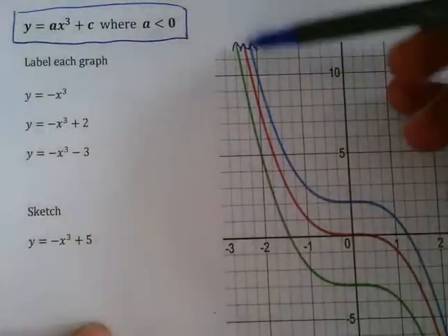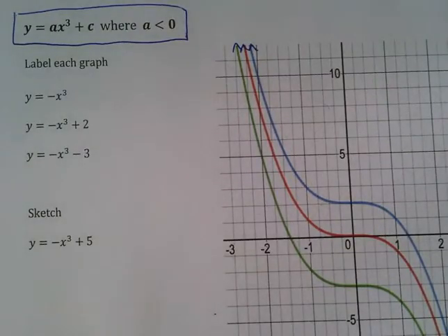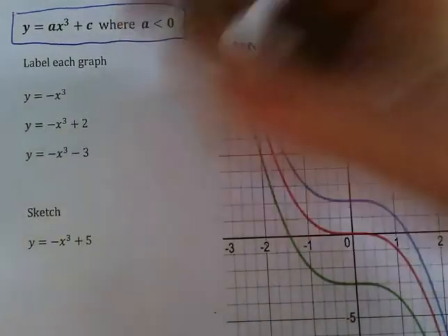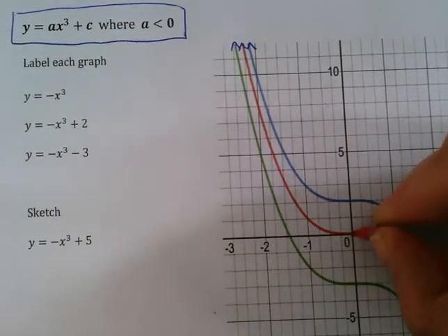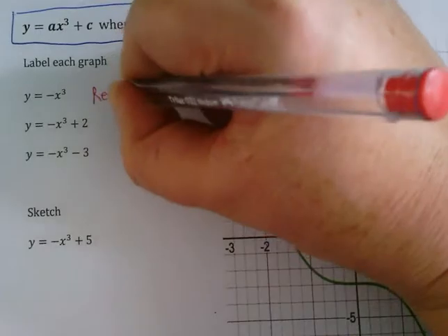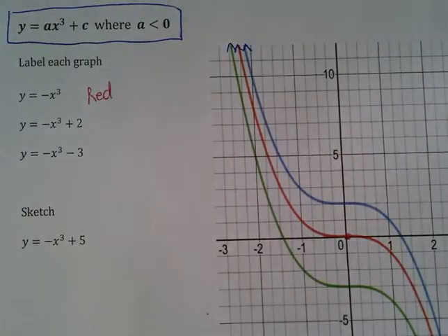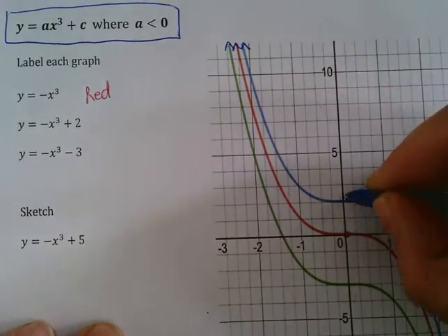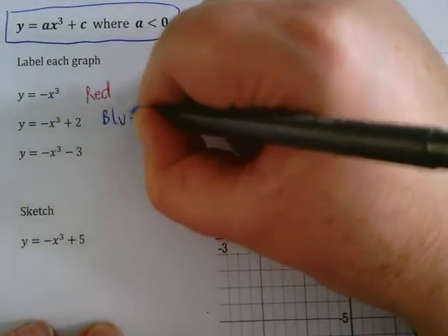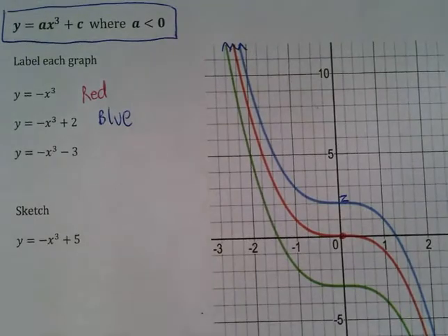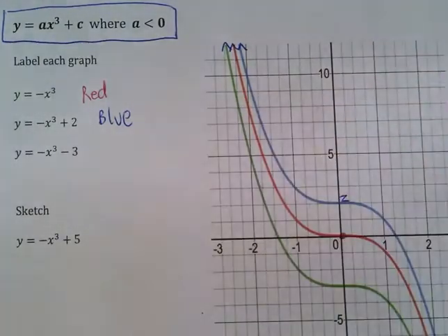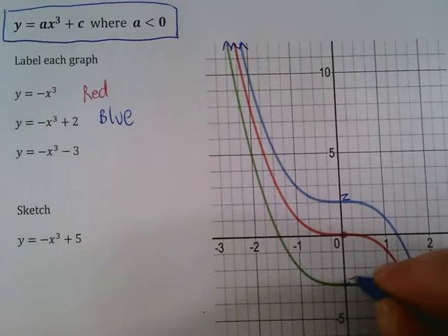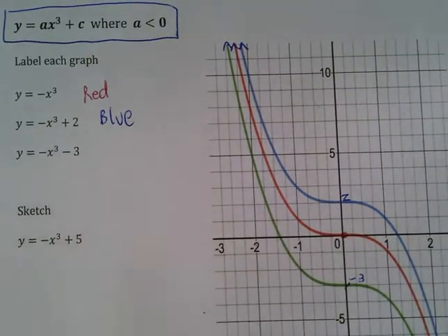Negative x cubed, which one? Negative x cubed, which graph? The red. It passes through 0, 0. Isn't that the same thing? Negative x cubed plus 2. Is the negative x cubed graph shifted up 2 is the blue curve. Yes, it's the same thing. And the negative x cubed graph shifted down 3 is the, which colour? The green one. It's the green one.